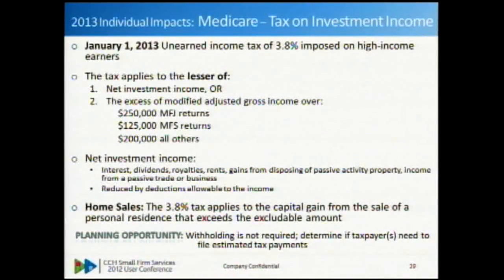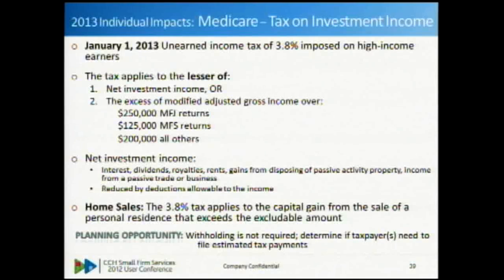Pretty straightforward? Okay. This one's a little more complicated, and this is a 3.8% tax on unearned income. This 3.8% is in addition to capital gains rates, and with those Bush era reduced capital gain rates going into effect, this is going to be on top of that. So this could be a pretty significant impact to your clients that have unearned income. We're looking at the same income thresholds that define a high income earner, but this 3.8% is calculated on the lesser of the net investment income or the modified adjusted gross income in excess of the threshold.